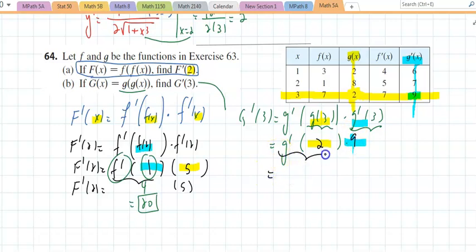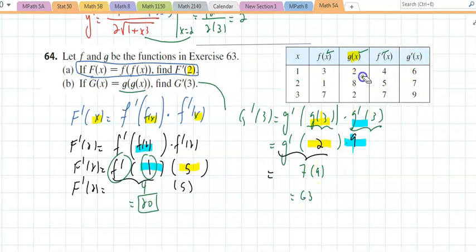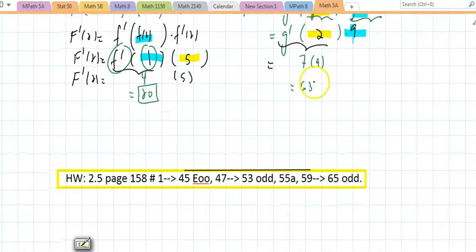And this is, go to g prime, but a 2. There's 2. Where's g prime? That's not a, nope, it's right there. G prime is a 7. And 7 times 9 is a 63. And that's pretty much it. And there's the homework.